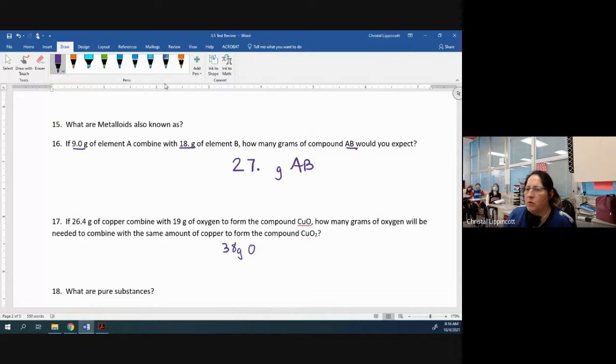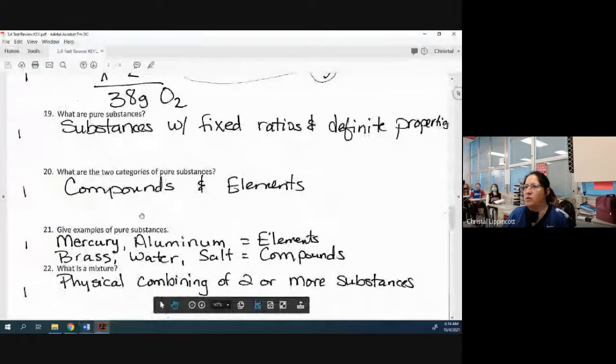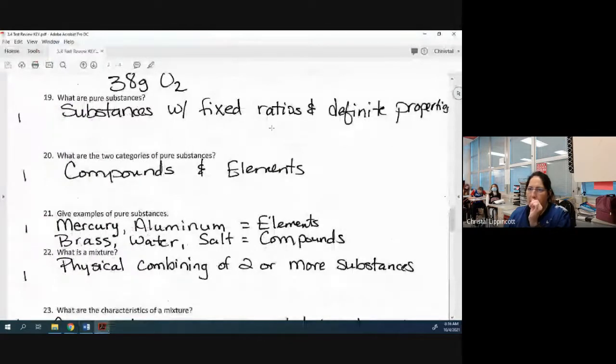Okay, so then back to here, we've got pure substances. They're substances with fixed ratios and definite properties. We have 2 categories of pure substances, compounds and elements. And then here are some listings of pure substances. And for elements, you'll have your periodic table, so you'll have 118 to choose from for elements, okay?